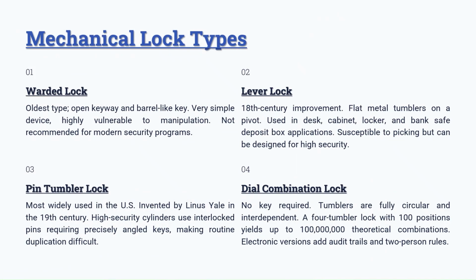There are several types of mechanical locks, each with different levels of security. Warded locks are among the oldest designs, simple but highly vulnerable to manipulation. Lever locks offer improved security and are commonly used in safes and secure storage. Pin tumbler locks are the most widely used today, offering better resistance through precision-engineered pins and key combinations. Dial combination locks eliminate the need for keys and provide controlled access through numeric combinations. Each type has its strengths and weaknesses, and selecting the right one depends on the level of security required.